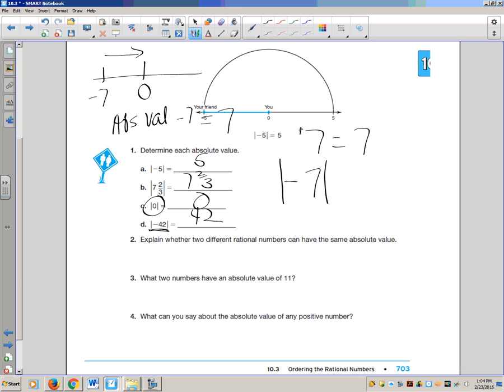Number 2 is a good question. Explain whether two different rational numbers can have the same absolute value. Here's -7, here's +7. Both equal 7. They're both 7 units from 0. What two numbers have an absolute value of 11? 11 and -11.